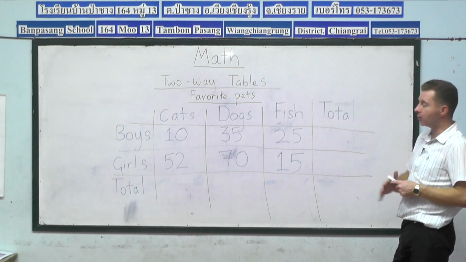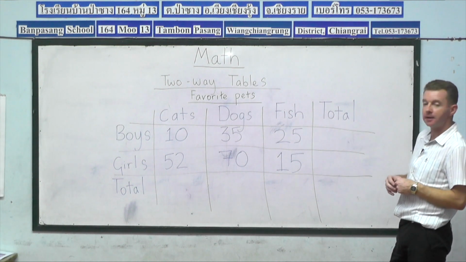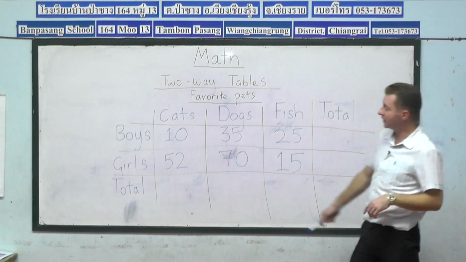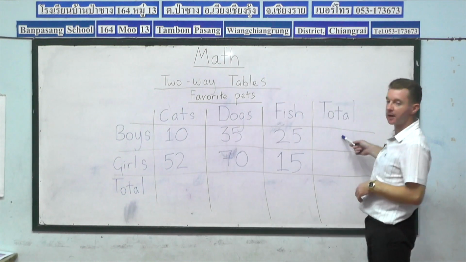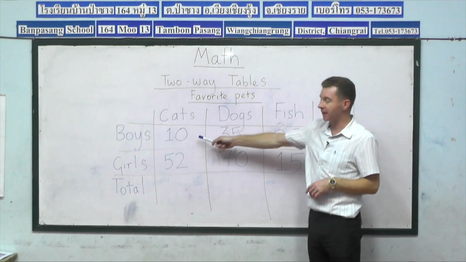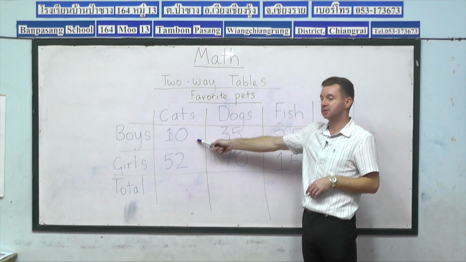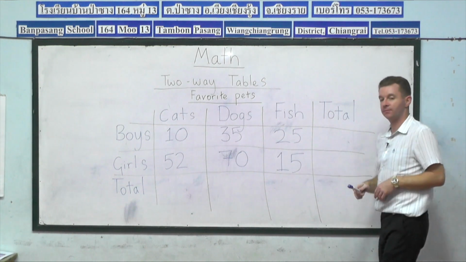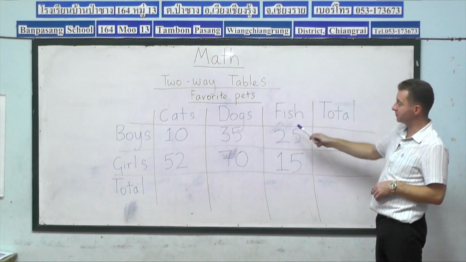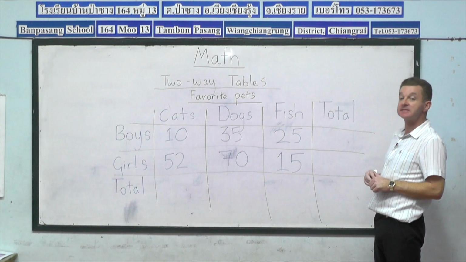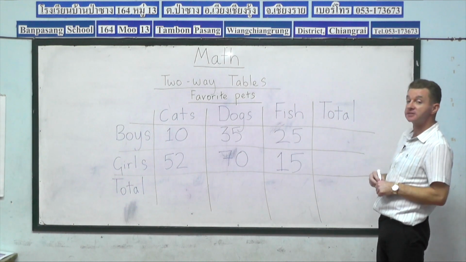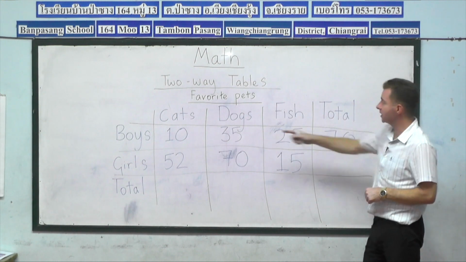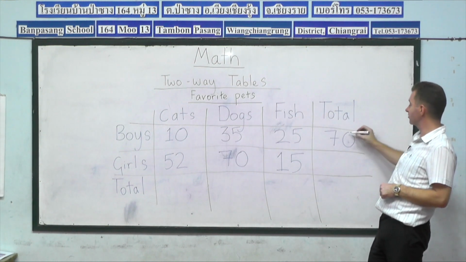And what we can do now, using the information that we have on our table, we can work out the totals. So, first of all, let's work out the total number of boys that we asked. How many boys have favourite pets as cats? 10. How many dogs? How many fish? Okay, so can you add these three numbers together? What will you get? 70. So the total number of boys is 70. You see, we can read the table going this way to give us our total number of boys.